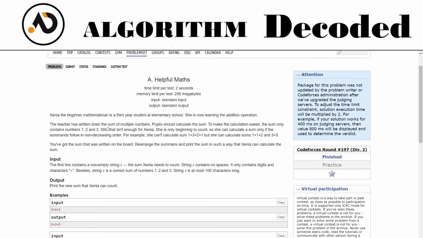The teacher has written down the sum of multiple numbers. ठीक है, बहुत सारे number का sum लिखा हुआ है. People should calculate the sum to make the calculation easier. The sum only contains number 1, 2 and 3. तो उसके अंदर 1, 2, 3 ये numbers होने वाले हैं. Still that isn't enough for Xenia.